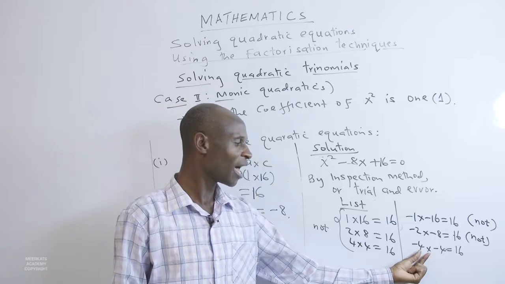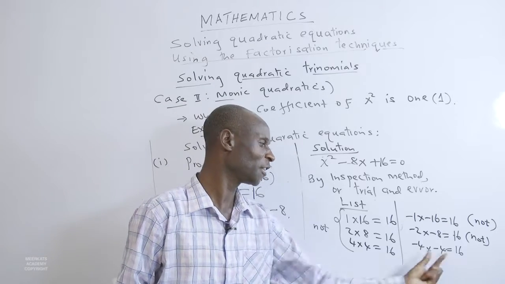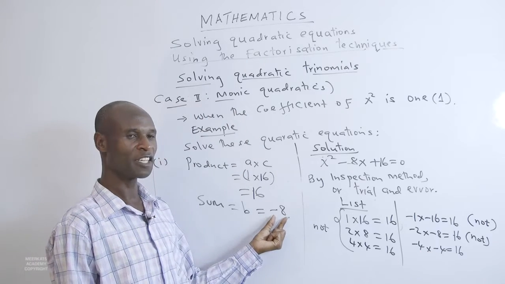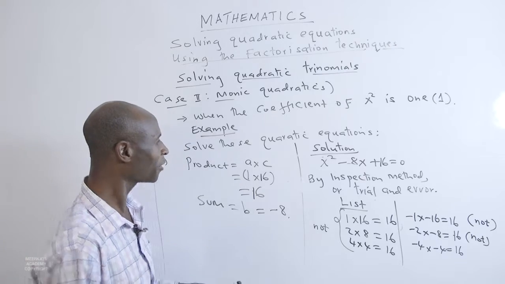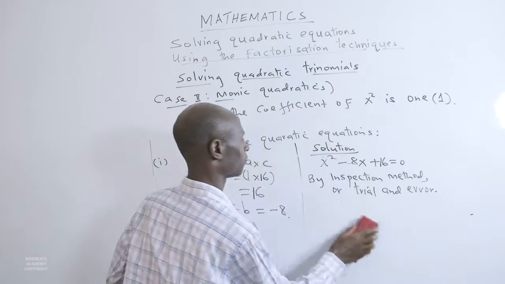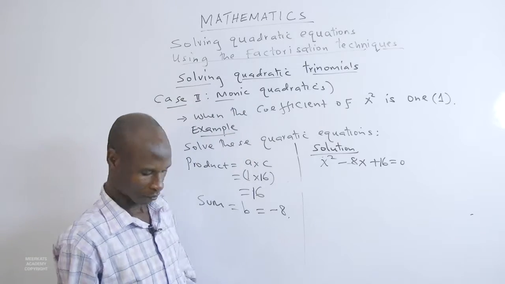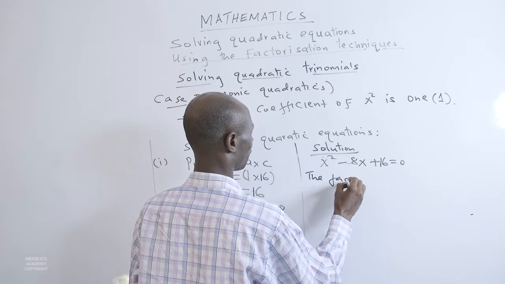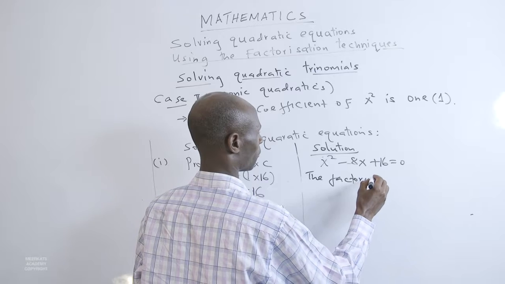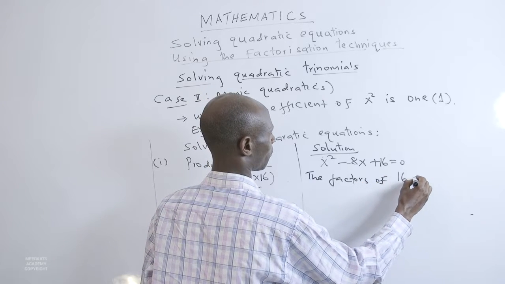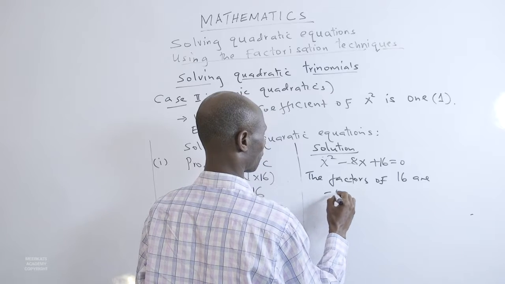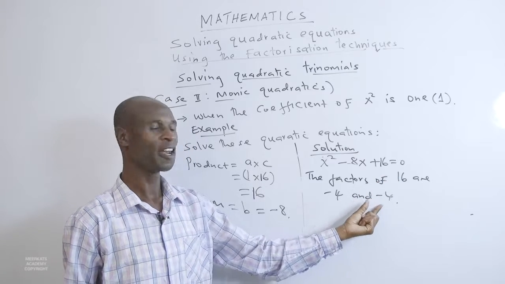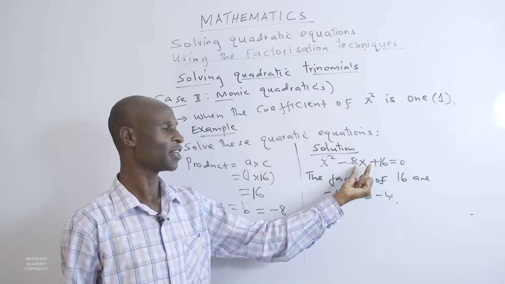We now remain with one last factor. Negative 4 times negative 4 is 16. And when you add the two factors, negative 4 and negative 4, the result is negative 8. And therefore, the factors of 16 are negative 4 and negative 4, and the sum is negative 8.